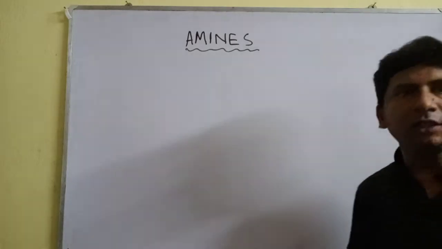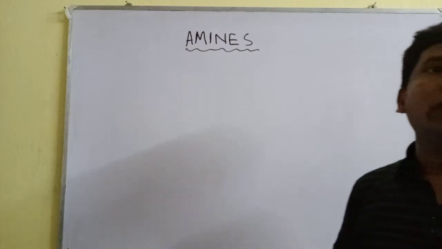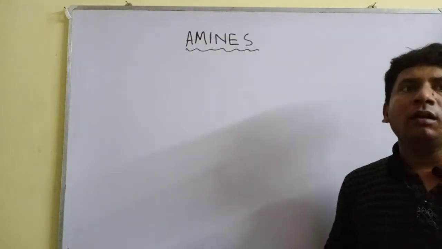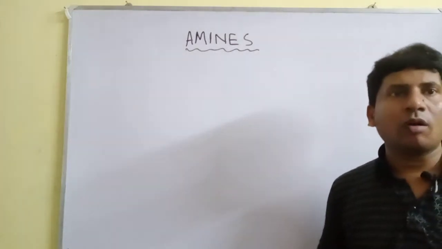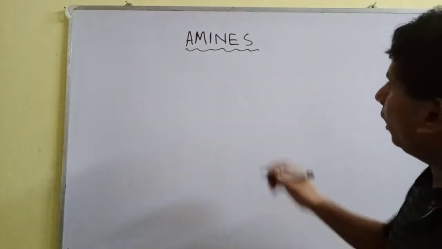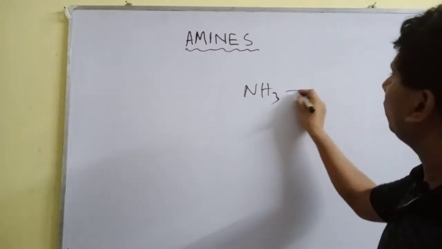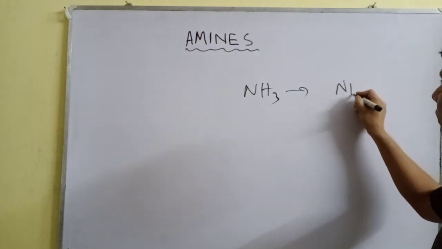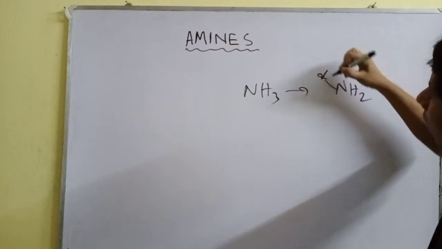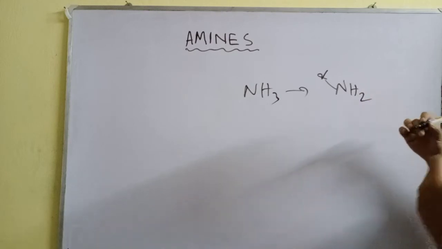Hello friends, in this video I am going to discuss amines in class 12 organic chemistry. What is an amine? Amines are ammonia derivatives obtained by replacing one, two, or three hydrogens of ammonia. That means if we remove one hydrogen and attach R in its place, where R is an alkyl group, that means CH3, C2H5, or a phenyl group.